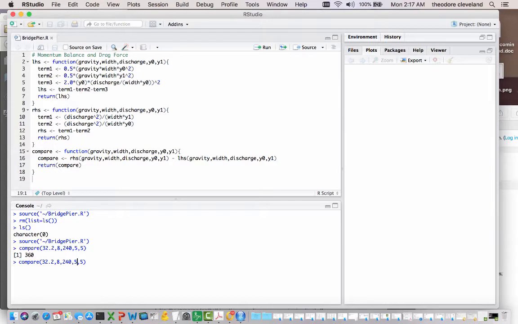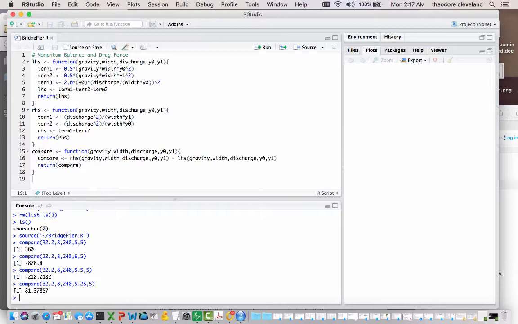Let's see what happens when we make it bigger. We get a value of minus 876. So what that means is that the correct approach depth is between 5 and 6 feet. Let's split the difference. We need to make it a little bit smaller. So it's between 5 and 5.5 feet. We'll split the difference again. Okay, it's between 5 1/4 and 5.5 feet.